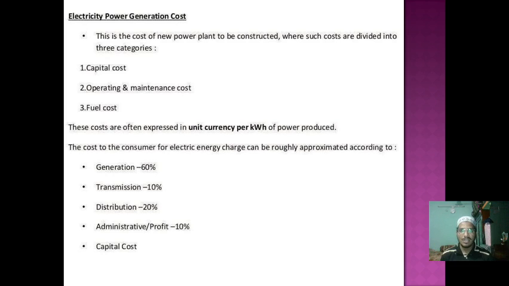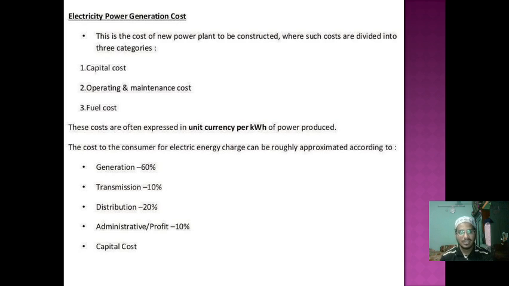So these costs are often expressed in unit currency. Here the cost will be offered from different countries having different currencies. We are considering per kilowatt, as per 1 kilowatt per hour, for accurate power cost for different countries.